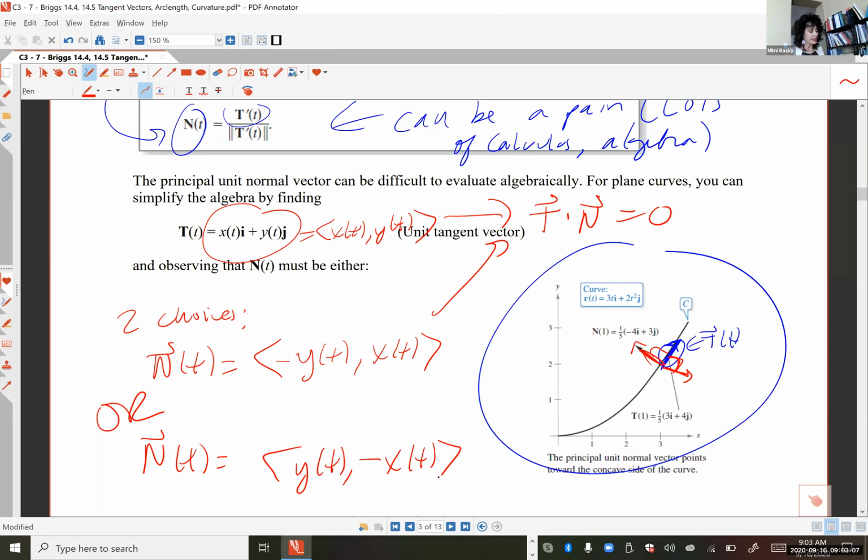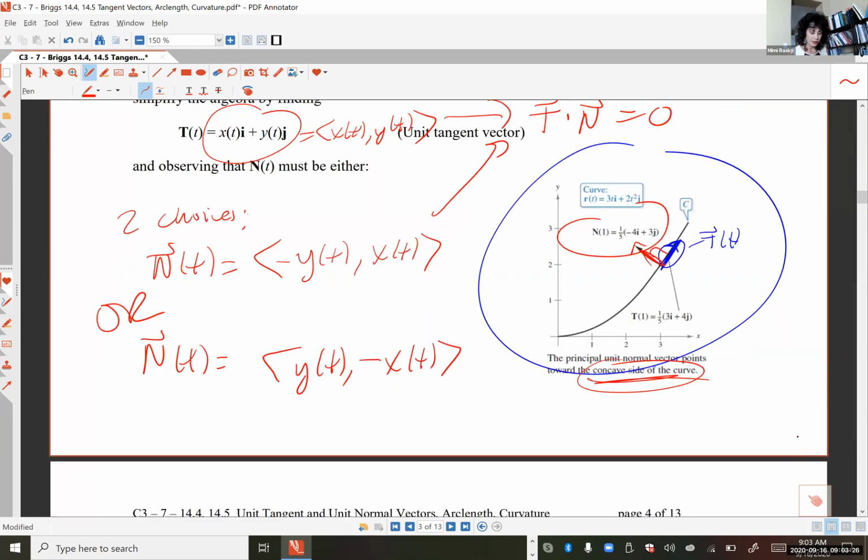So which one is it? Because you don't just get to pick your favorite. It ends up being the one that's pointing in the direction that the curve is turning. So it's on the concave side of the curve. That's how you pick the right one. So in this case here, it ended up being this one here, I believe. So this one turned out to be the right one.